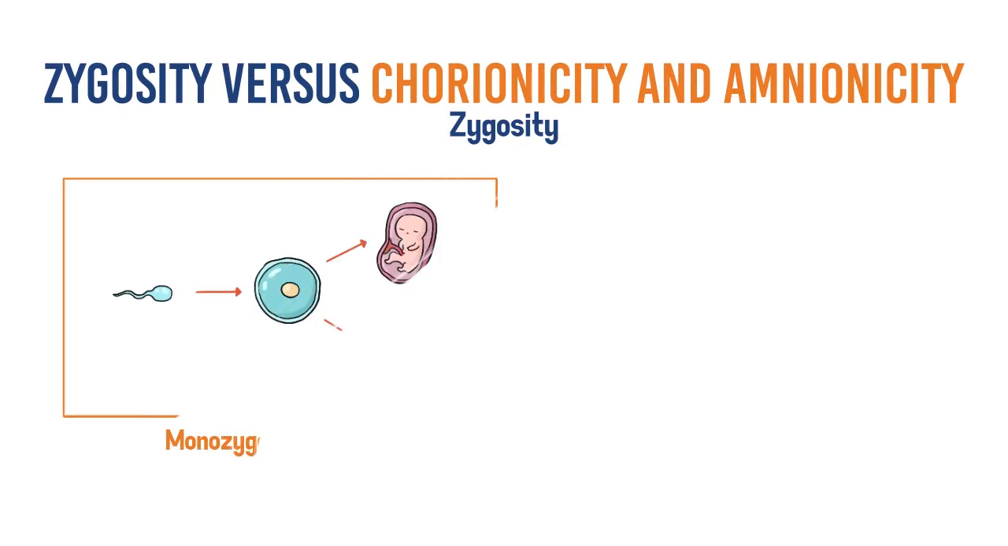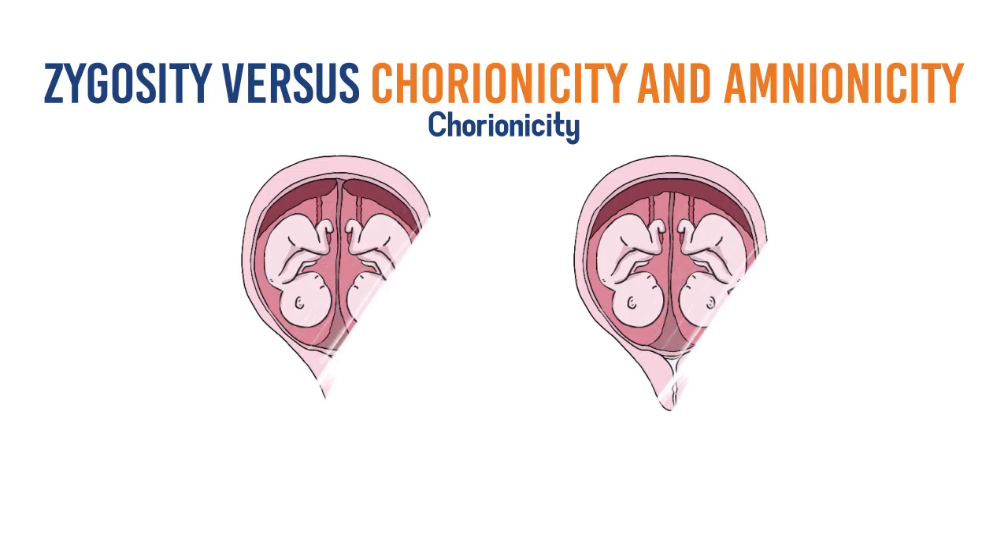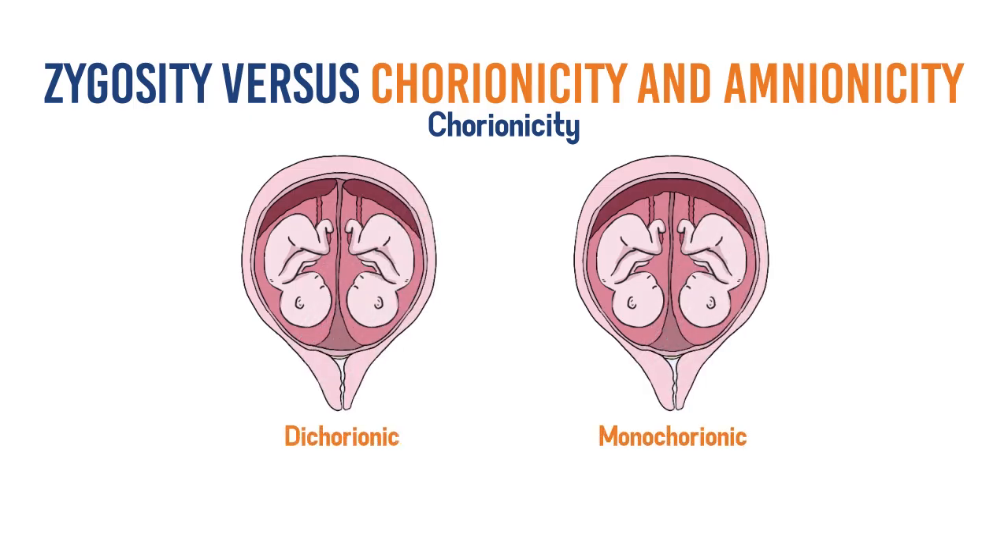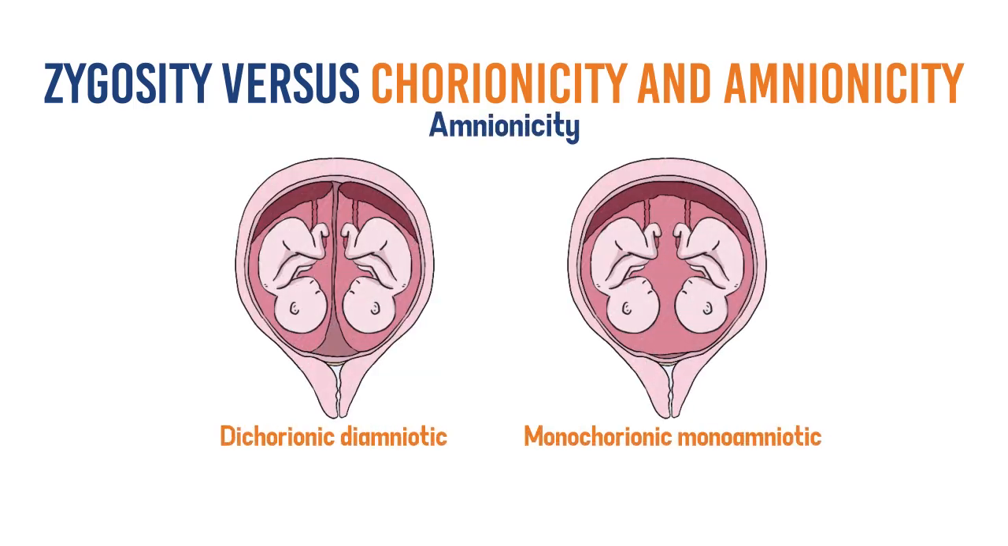Zygosity versus chorionicity and amnionicity. It is extremely important to understand the difference between zygosity and chorionicity because zygosity refers to the genetic makeup of twins, whereas chorionicity refers to the placentation of twins. Amnionicity refers to the relation of the amniotic membranes between the twins.